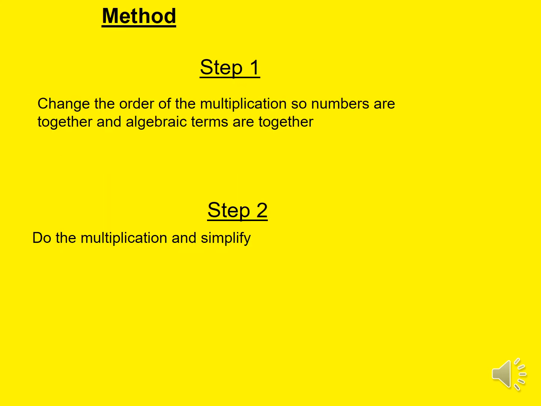Okay, so the key steps. Step 1 is change the order of the multiplication so that the numbers are together and the algebraic terms are together. So basically write it out in full and then change the order. And step 2 is do the multiplication and simplify any bits you can. So if you have something like a times a, simplify it to a squared.